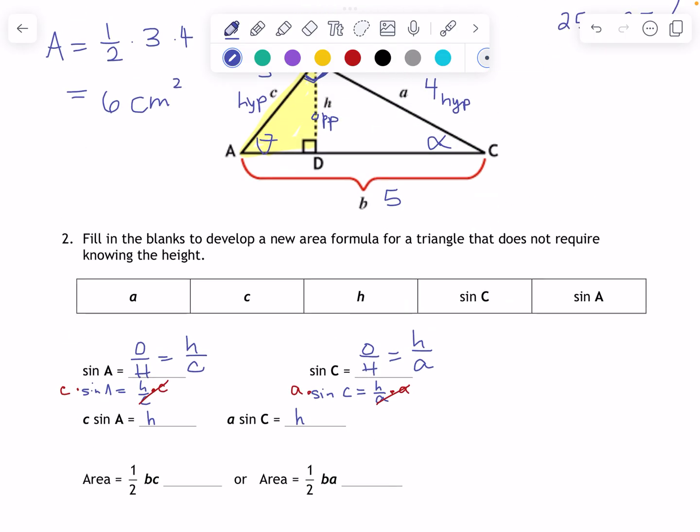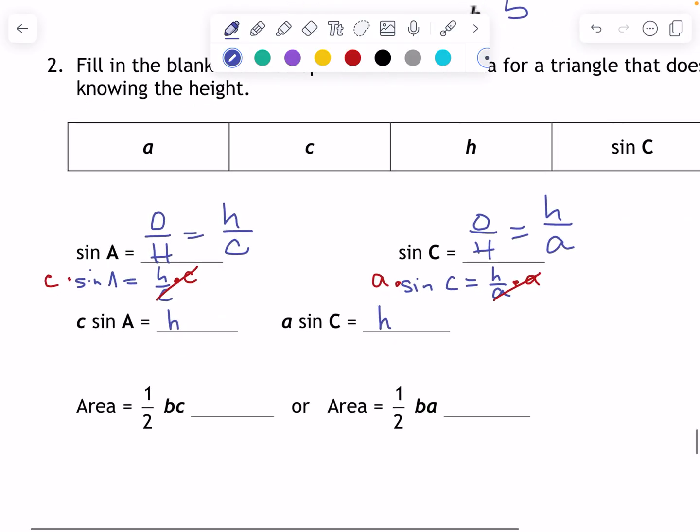Now if we think about 1/2 base times height, in either one of these cases, I can replace my height with this. My height is c times the sine of A. So one formula is 1/2 b times c times the sine of A. Or I can take, I know my height is a times the sine of c, and there we go.